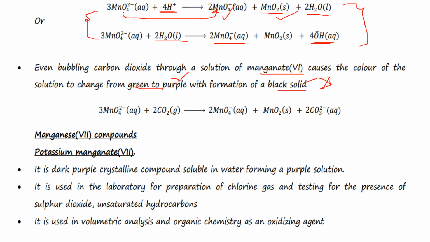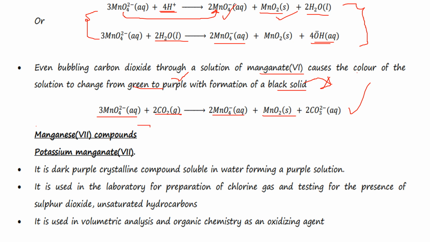So disproportionation occurs when you bubble carbon dioxide through a solution containing manganese 6 ions, and you form a purple solution due to formation of manganese 7 ions, and a black solid or a brown solid due to formation of manganese 4 oxide together with the carbonate ions. And then you balance the equation based on the principles that you have earlier on discussed.